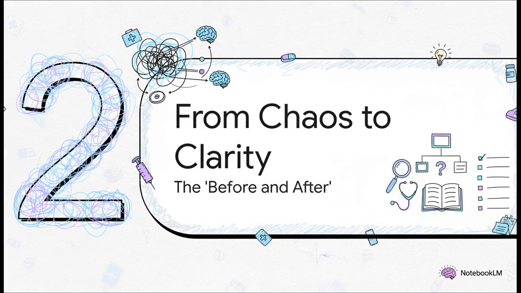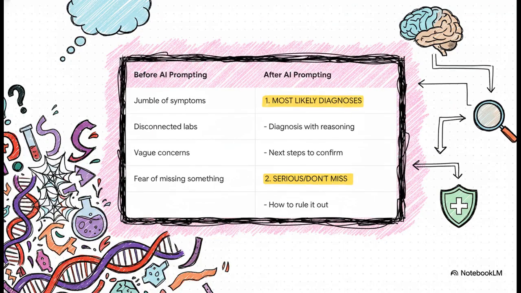All right, let's see what this actually looks like in practice. This whole process is really about building a bridge from the chaos of a super complex case to the clarity of an actionable plan. This is where you see the real value. This just shows the transformation perfectly. We go from that cognitive overload of a tough case, that jumble of symptoms, confusing labs, and that nagging fear of missing something, to a clear, prioritized roadmap with actionable next steps for every single possibility. It's a powerful shift from confusion to real clarity.